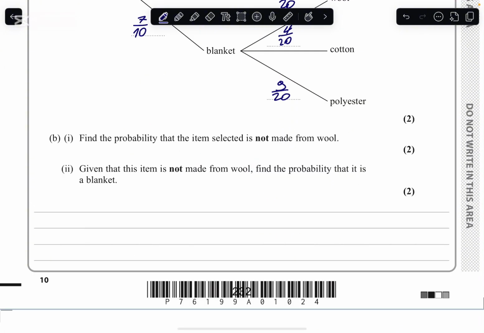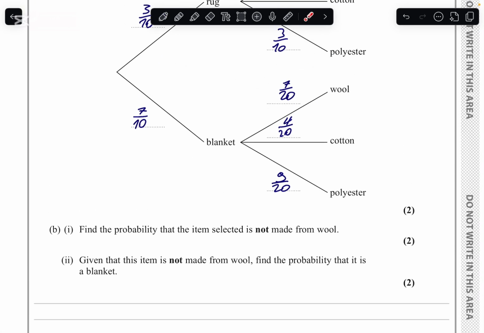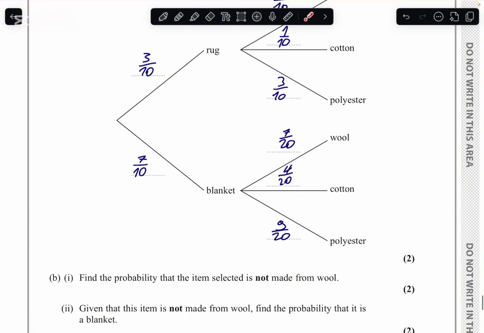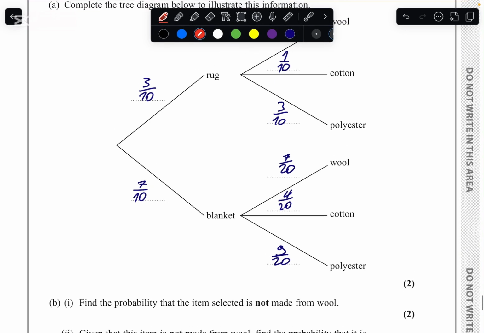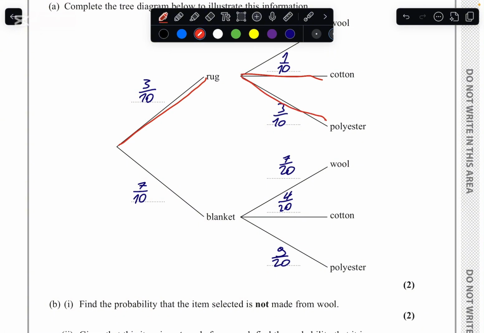In part B, part I, we need to find the probability that the item selected is not made from wool. So what we are looking for is the items that are not made from wool. So we could just outline the paths that we need to take. So we need rugs that are not made from wool, so from cotton and from polyester. And we need blankets that are not made from wool, so cotton and polyester.